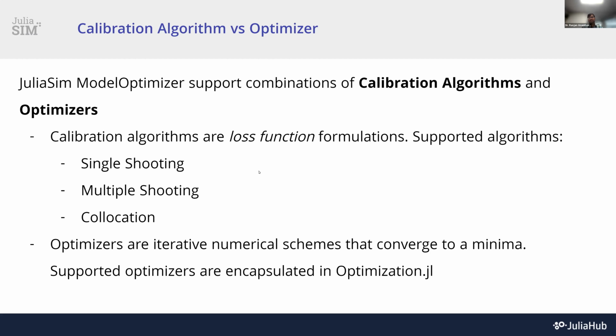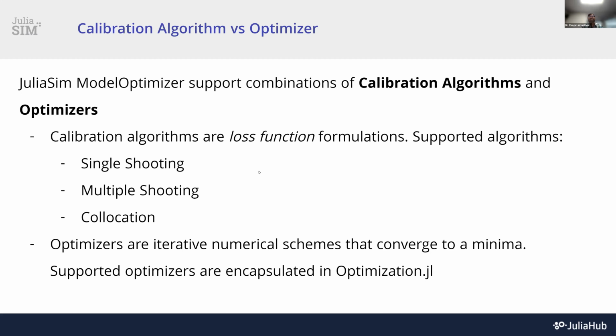A calibration algorithm is essentially a loss function formulation. So how exactly do you specify the loss function, or what is the L2 loss function that you're going to train over? As they say, there are many ways to skin a cat, and this is aligned in that direction. But then each calibration algorithm can, as I said earlier, be composed with an optimizer. An optimizer is your standard notion of an optimizer, an iterative numerical scheme that helps you converge to a local minima.